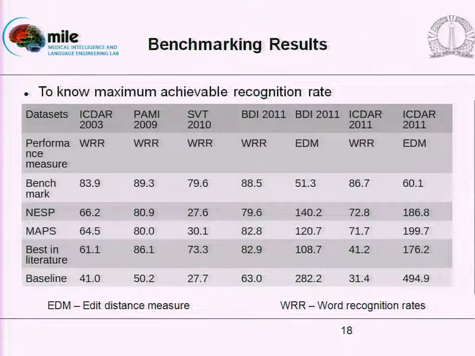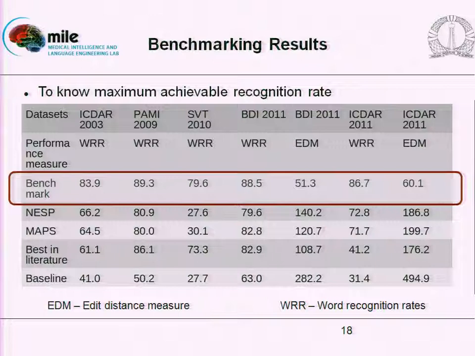Apart from it, we want to know what can be achieved without any algorithm, by simply manually segmenting word images and passing them into an OCR engine. We have done this experiment on 5 different kinds of data sets. WRR represents word recognition rate in that data set. Edit distance measure I explained earlier. The algorithm should have lesser edit distance and higher word recognition rate. So this is what is achievable by a normal OCR engine by manually segmenting the word images.